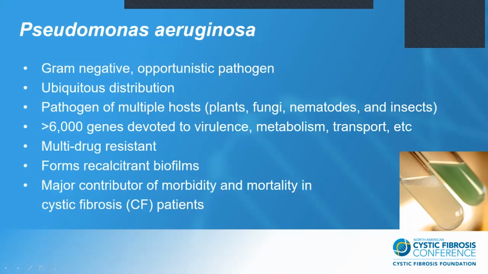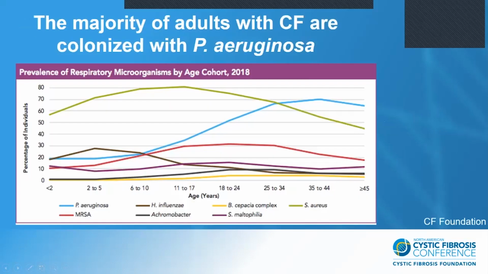One of the reasons why it is such a successful pathogen is because it has a large repertoire of genes devoted to virulence, metabolism, and transport. It also has the ability to alter the regulation of virulence genes to adapt to different environments. It is multi-drug resistant, and it forms recalcitrant biofilms that are resistant to not only the host immune response, but antimicrobials. And it is well known for being a major contributor of morbidity and mortality in cystic fibrosis patients.